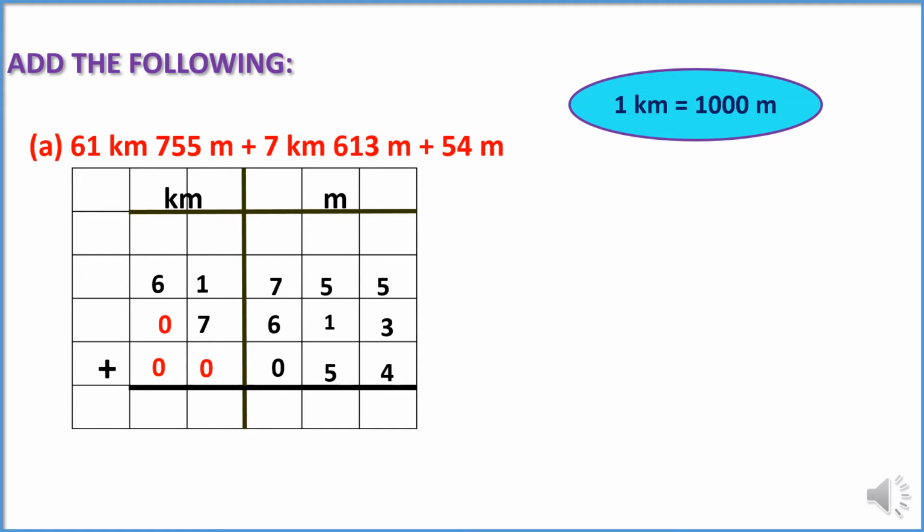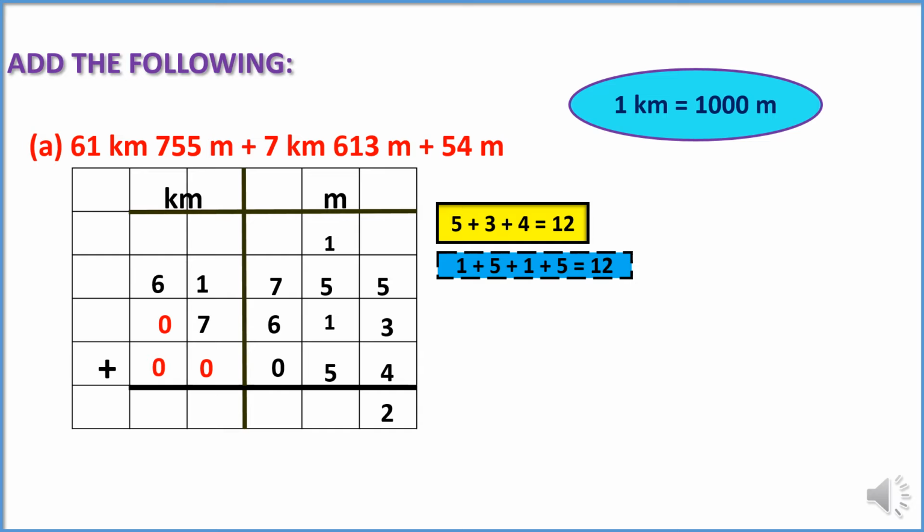Five plus 3 plus 4 is equal to 12. So 1 is carried over and 2 we will write over here. Now we will add 1 plus 5 plus 1 plus 5 which is equal to 12. 1 is carried over and 2 we will write over here. Now we will add 1 plus 7 plus 6 plus 0 which is equal to 14. So here 1 is carried over and 4 I will write over here.